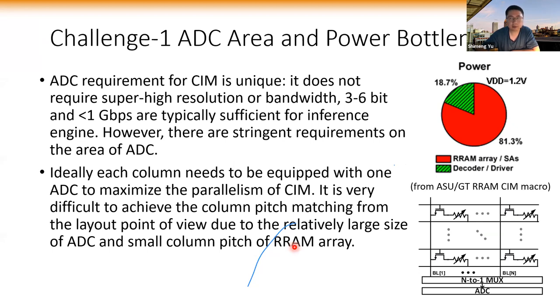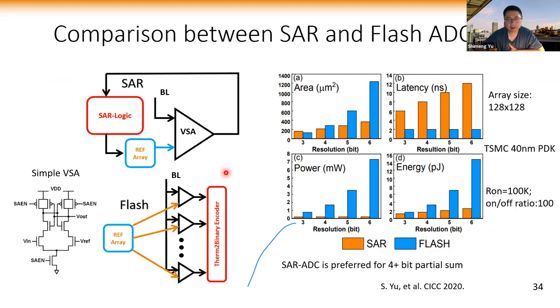So next, I will talk about some of the challenges from our lessons in those tape-out experiences. The first challenge for the computing in memory is always the ADC. This will take too much area and power budget. If you look at the breakdown of the power, like 80% of the chip power is consumed by the ADC, essentially. So here, we have to think about how to do the ADC.